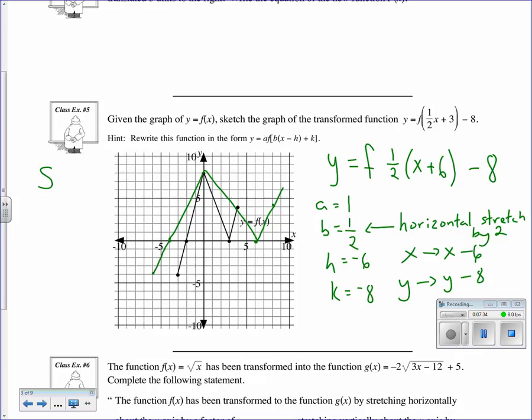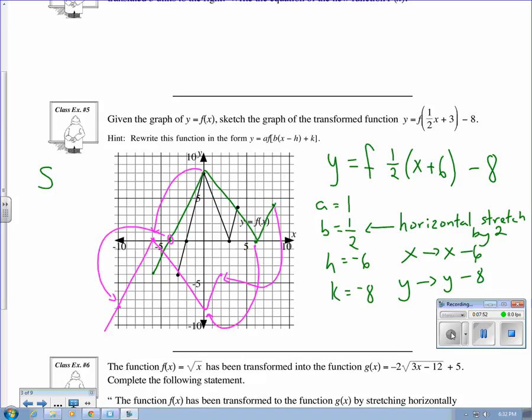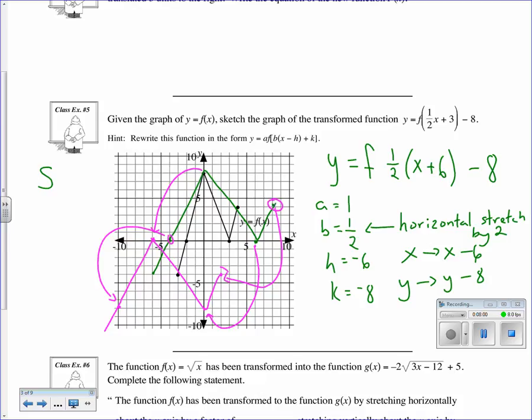And now I've got to do the translations. The translations see me shift -6 and -8. So I'm going to go -6 and then drop by 8. See if you can get that graph. So it turns out I can only move 3 of the 4 points. The top point I can track here. So that's one of the shifting points. This point ended up here. That's 2 of the shifting points. And then the third shifting point is here.